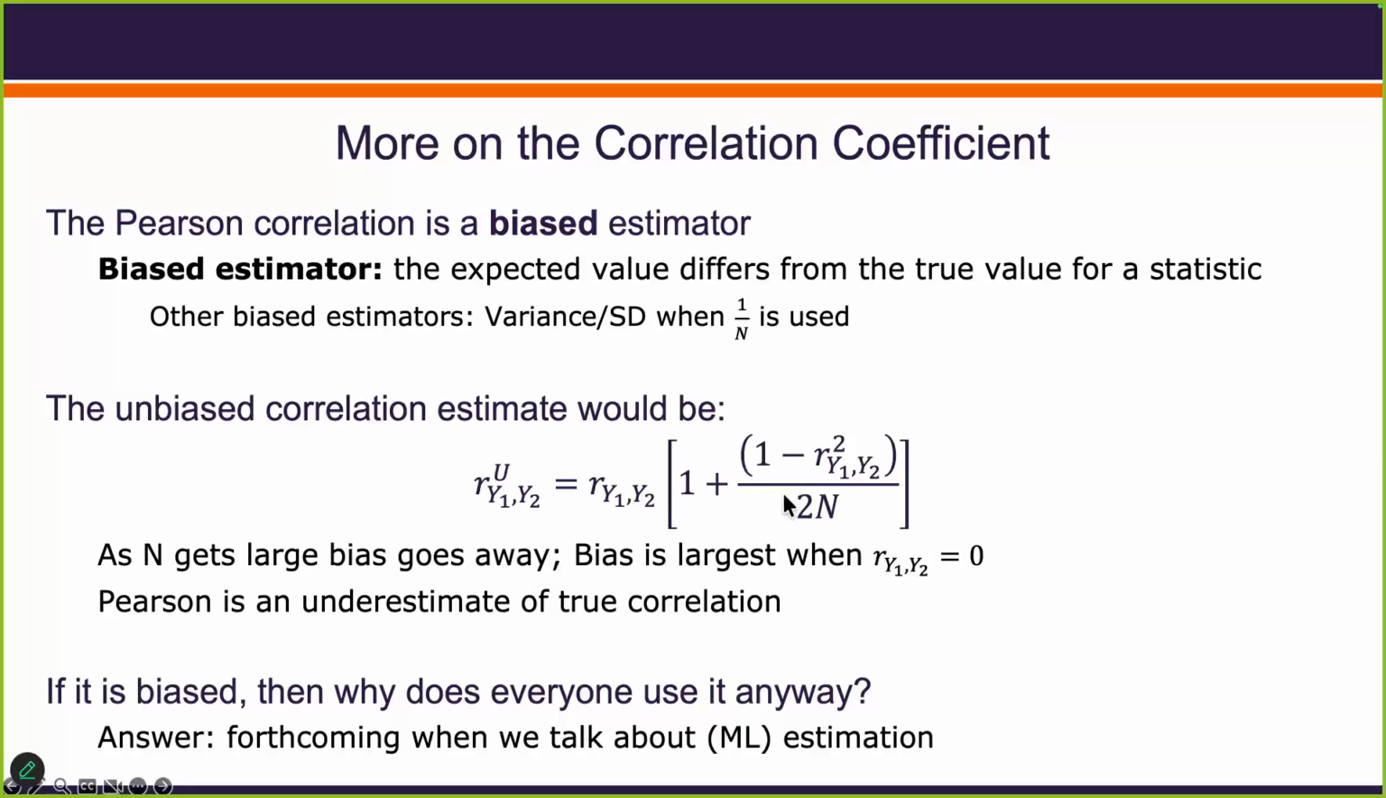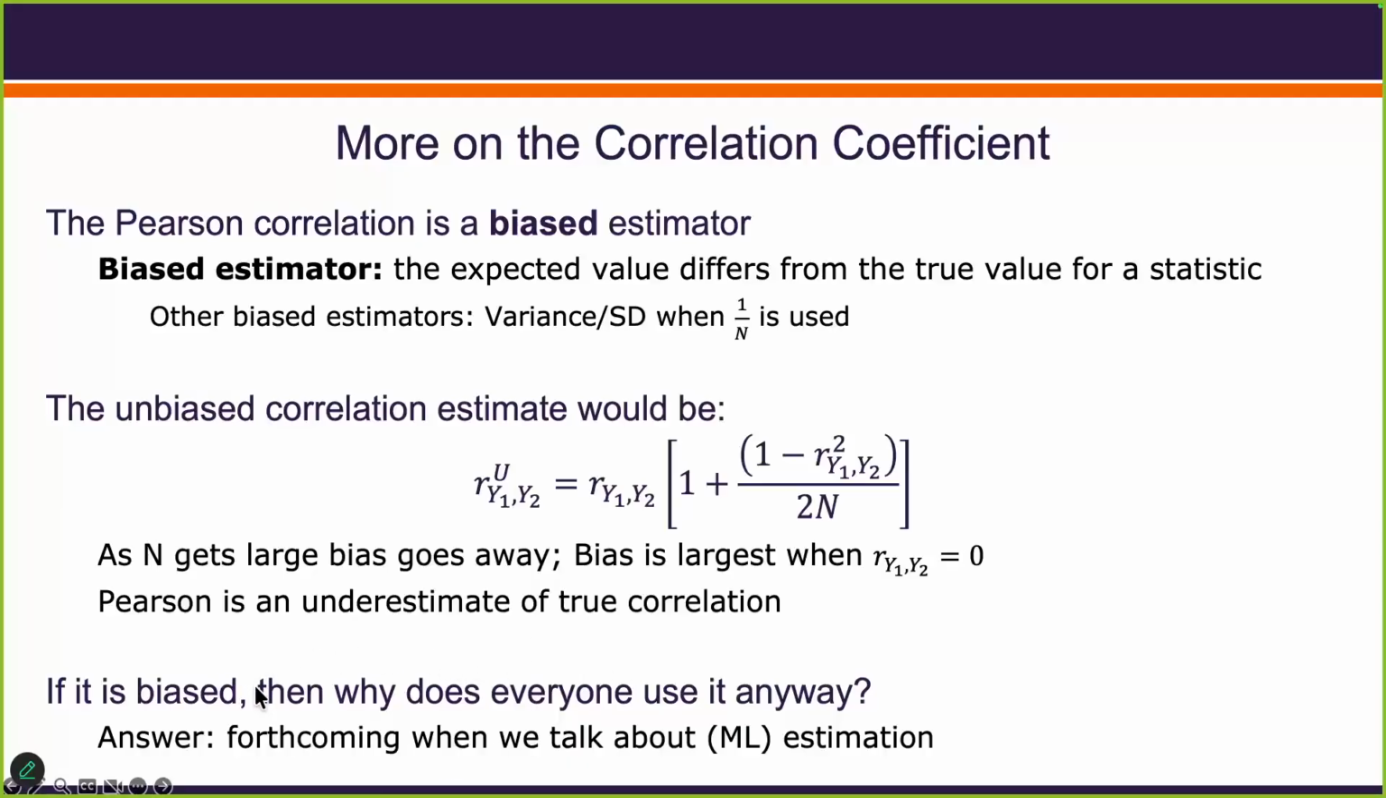And again, as the n gets large, the amount of bias starts to shrink. The n goes large, the bias goes away. The bias is largest when the r is actually 0. So the Pearson correlation actually underestimates the true correlation. This thing that you're multiplying by inflates it a little bit more. Isn't that crazy? We've got to worry about bias, but only on some statistics. Isn't that weird?